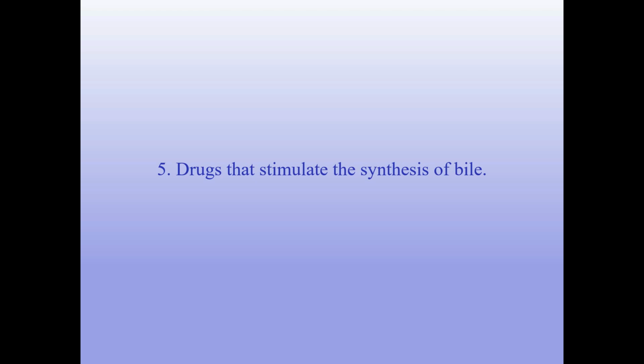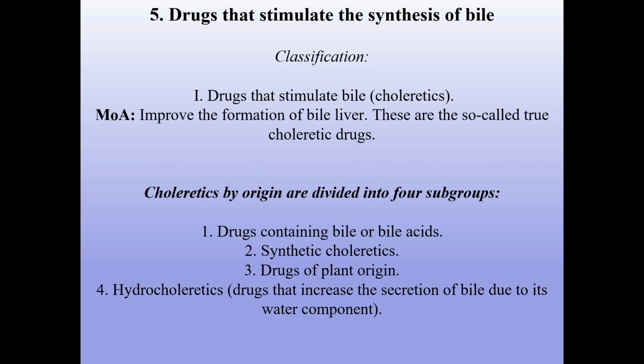The next part of our lecture is drugs that stimulate the synthesis of bile. Classification. First, drugs that stimulate bile, choleretics. Mechanism of action: improve the formation of liver bile. These are the so-called true choleretic drugs. Choleretics by origin are divided into 4 subgroups. First, drugs containing bile or bile acids. Second, synthetic choleretics. Third, drugs of plant origin. And fourth, hydrocholeretics, drugs that increase the secretion of bile due to its water component.